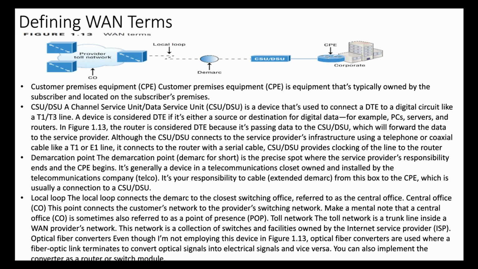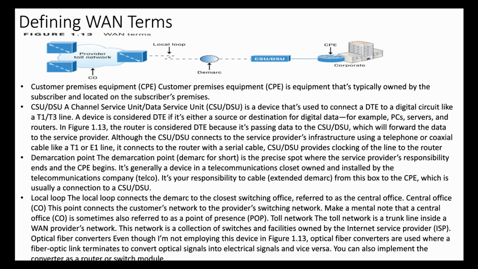Now let's speak about CSU and DSU. A channel service unit, data service unit, is a device that is used to connect DTE. And what is DTE? Digital circuit like T1 and T3 lines. A device is considered DTE if it's either a source or a destination for digital data. For example, PC, servers, and routers. In figure 13, the router is considered as DTE because it is passing data to the CSU/DSU, which will forward the data to the service provider.